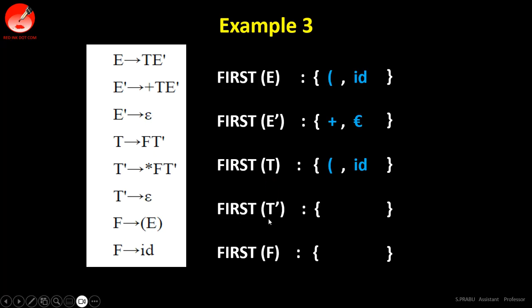For the FIRST of T dash, the leftmost element is the asterisk symbol, so I add the asterisk symbol here. Then in the other rule, the first element is epsilon. And the last non-terminal is capital F. The first element is open bracket and ID. So this is the FIRST of the given grammar.